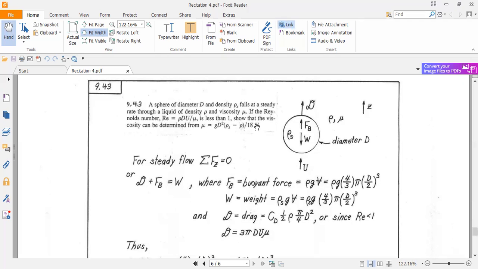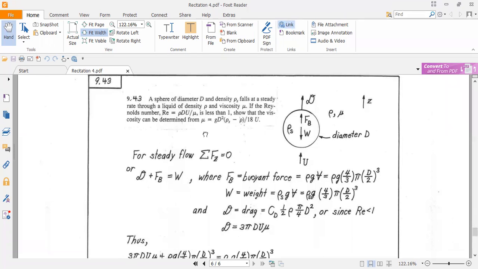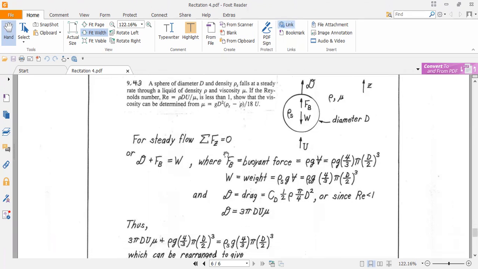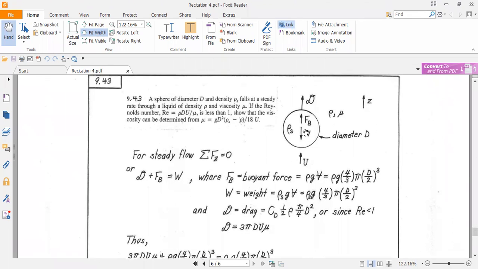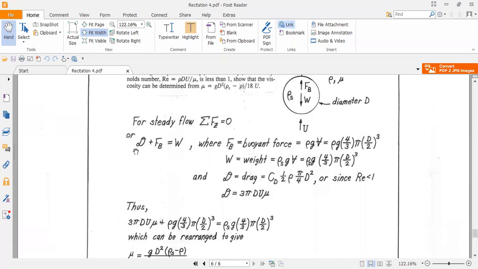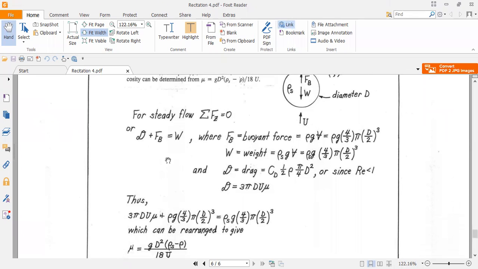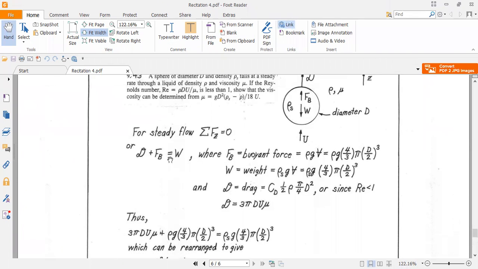So we need to derive an equation that can be used to calculate the viscosity, and that should be the same as this one. Now it says that this sphere is falling in a steady flow. Steady flow means there is no acceleration. That means the summation of force will be 0, right? Summation of force equals 0, then we know that gravitational force acts downward, and drag force and buoyant force work upward. So it should be the same. Drag force plus buoyant force equals gravitational force. Now we just need to put in the values of these three.